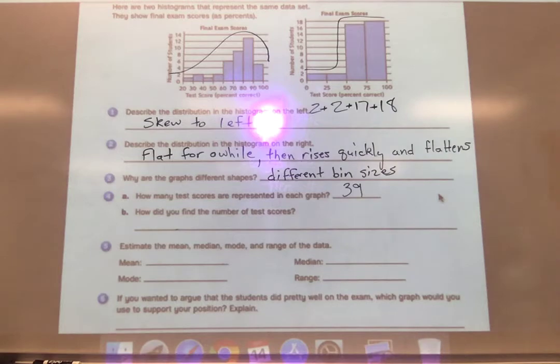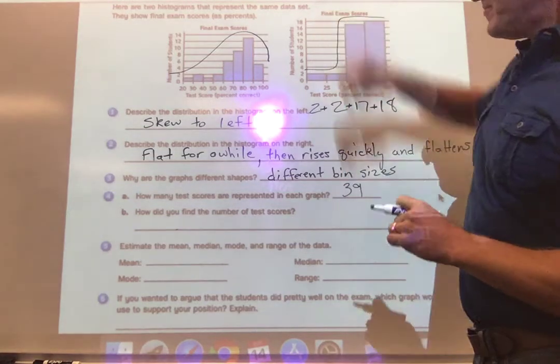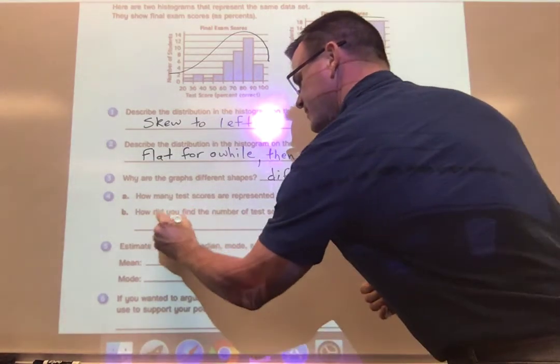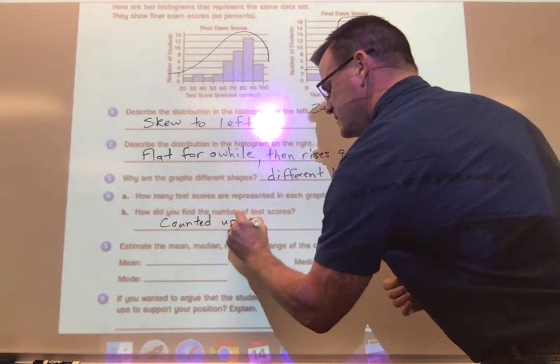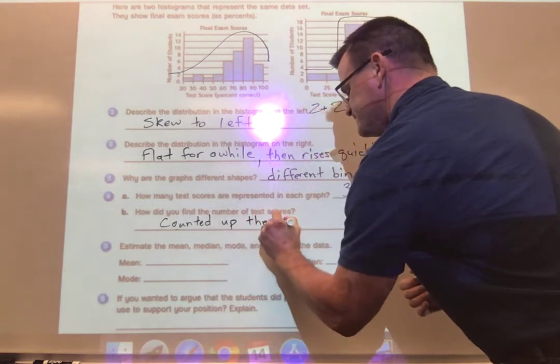How do you define the number of test scores? I just counted up the number in each bin. Okay, and again, that will tell me how many are in there. Counted up the number in each bin.